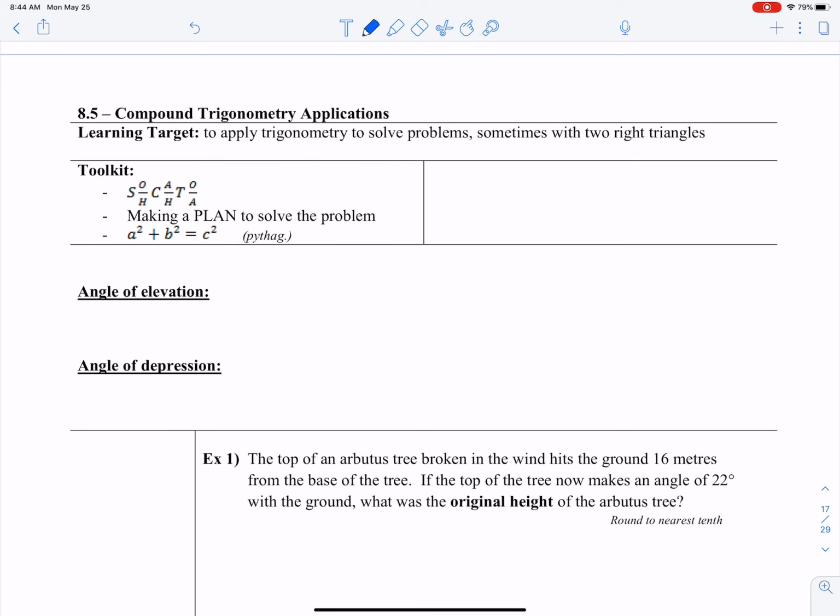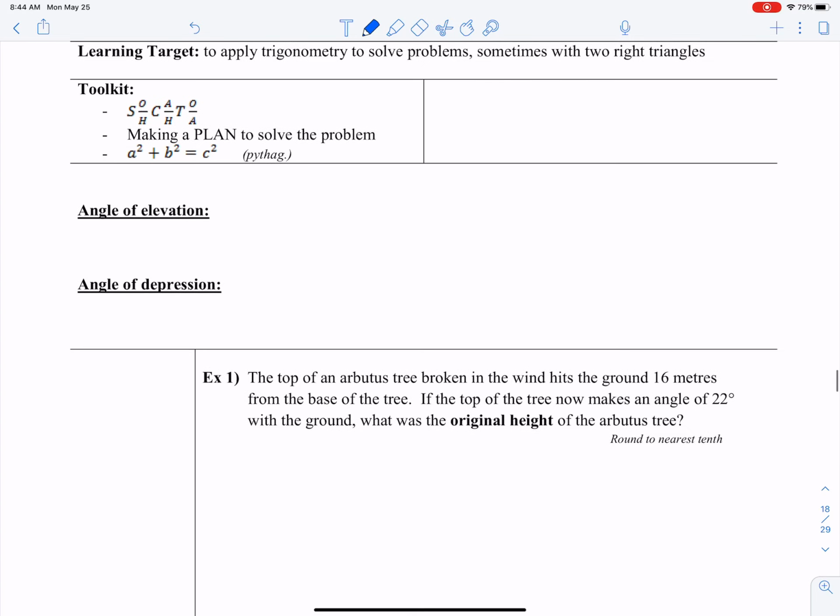This is the notes for section 8.5. So in this section, we're going to be using our trigonometry principles to solve more complex problems. Sometimes you have to do multiple steps and find multiple different pieces of information.